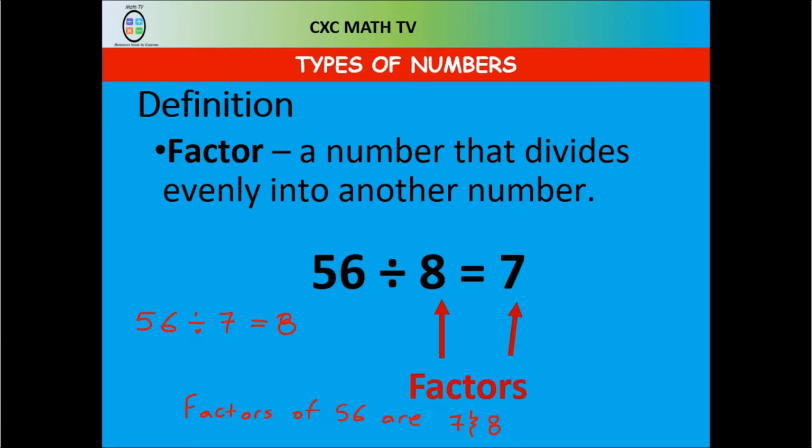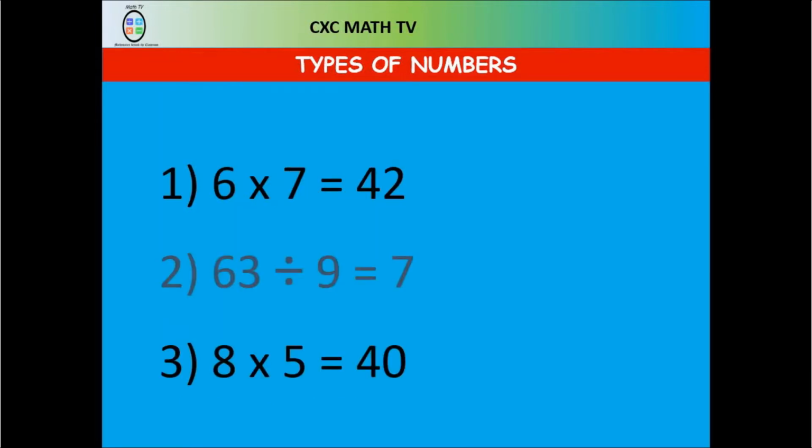Okay. Let's try some questions together. Look at this right here. Again, as can be seen on the screen, 6 times 7 is 42, right? And so clearly, what are we saying? We're saying then that the factors of the product 42 are 6 and 7.